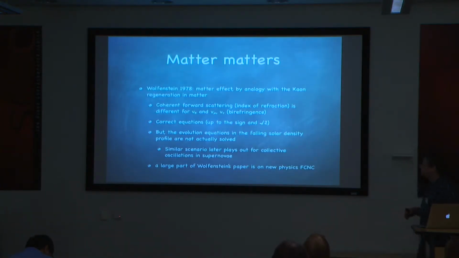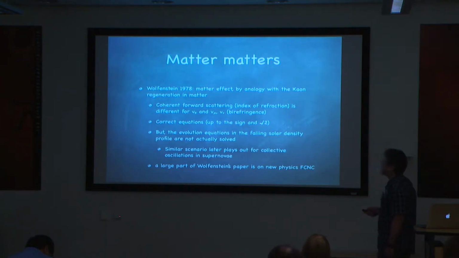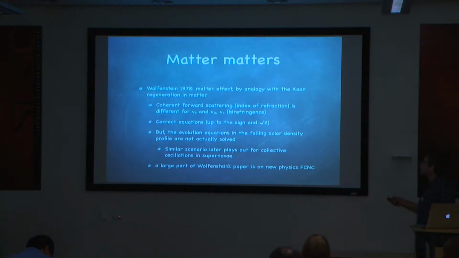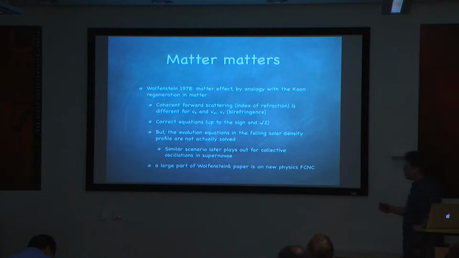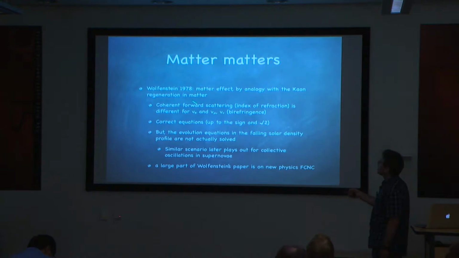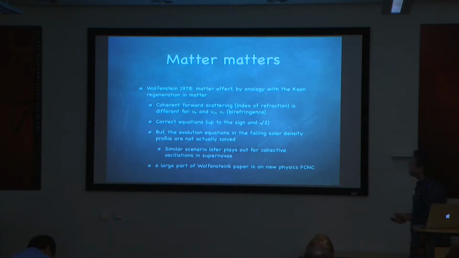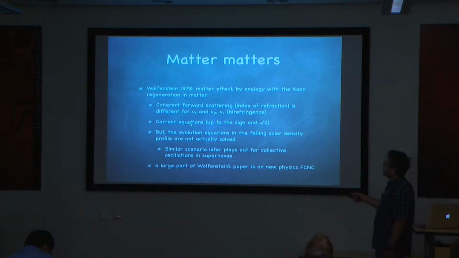So the history of this subject is that there was this detection, and most people said that the solar model needed to be adjusted, but some persevered. So in 1978, a decade later, Lincoln Wolfenstein pointed out, by analogy with kaon regeneration, that the presence of background matter would impact neutrino oscillations. Coherent forward scattering, which is the same physics as the index of refraction, would cause the medium to be birefringent to neutrinos. So nu e's had different interactions from nu mu and nu tau.